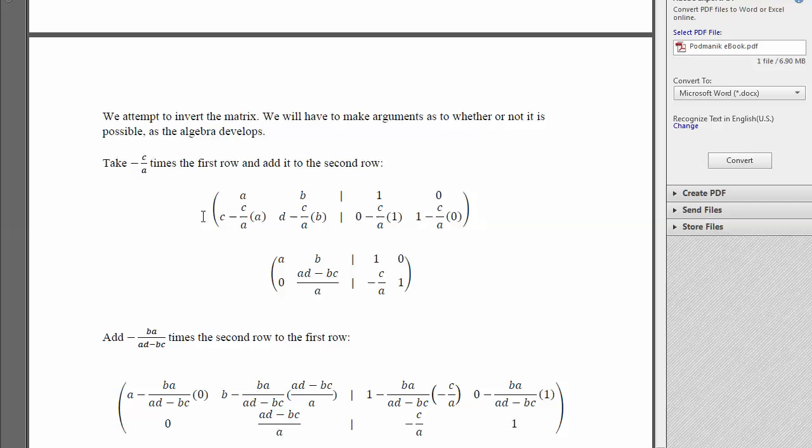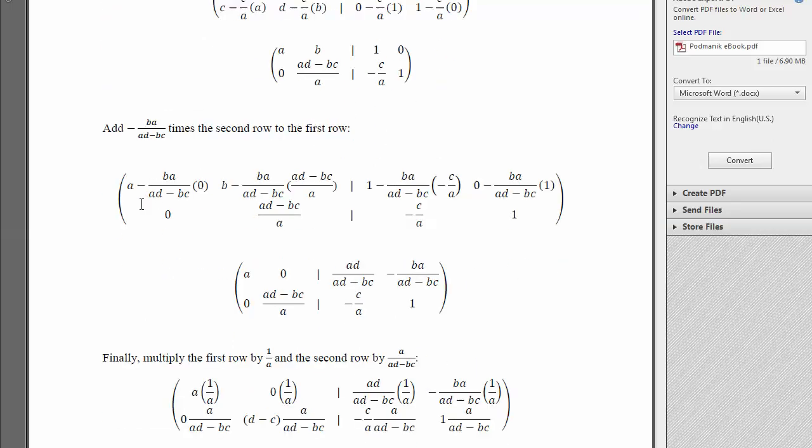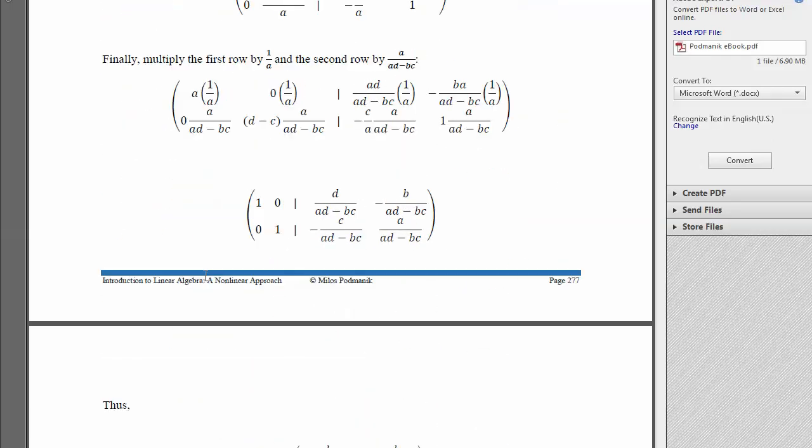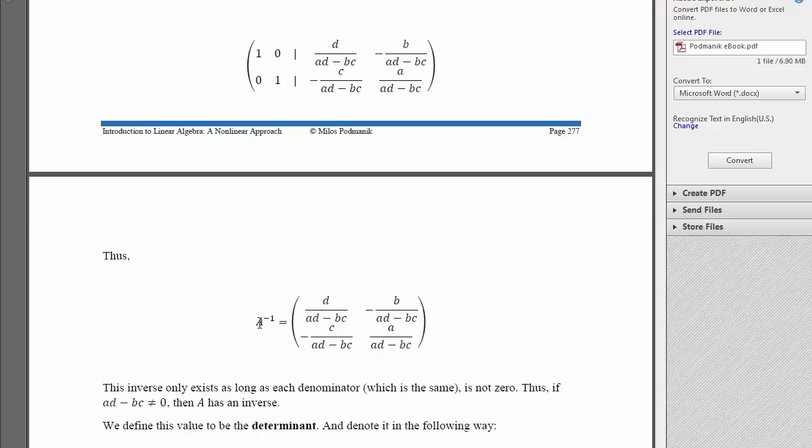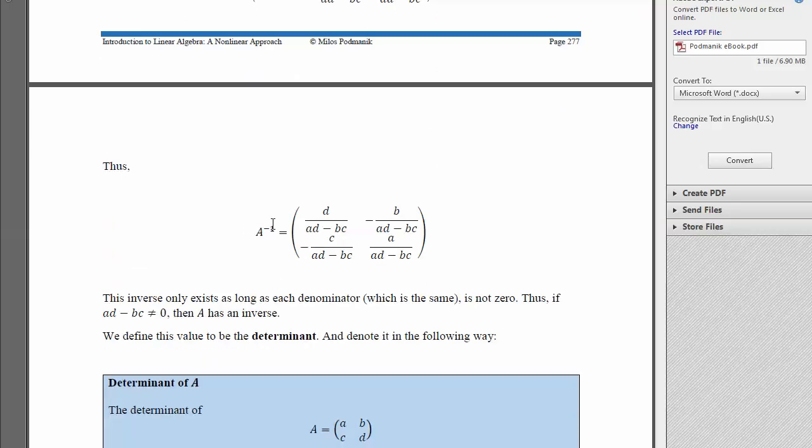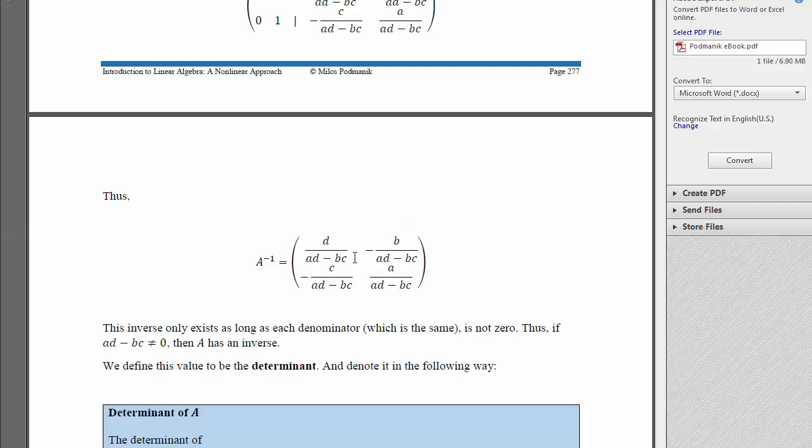So this is kind of walking through the algebra that we just performed. We got some of this information here, and if we proceed in this way and keep going until we get 1, 0, 0, 1 on the left-hand side of our augmented matrix, then this is what we'll have on the right-hand side. And so that would lead us to conclude that A inverse is equal to all of these coefficients d, negative b, negative c, a all over ad minus bc.